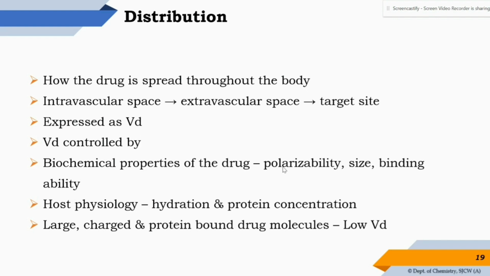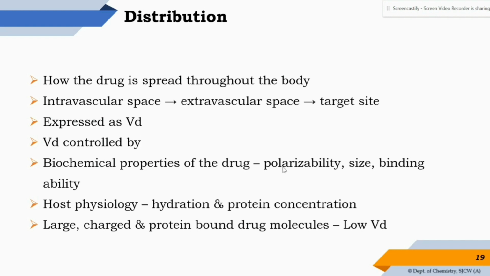Now, the distribution of a drug is expressed in terms of volume of distribution. Higher the volume of distribution, greater is the amount of drug that is distributed. Now, volume of distribution of the drug is controlled by two factors. One is the biochemical properties of the drug, and the other one is the host physiology. The biochemical properties of the drug involve how polarizable the molecules are, what is the size of the molecules, what is their binding ability. So all these factors will decide the volume of distribution.